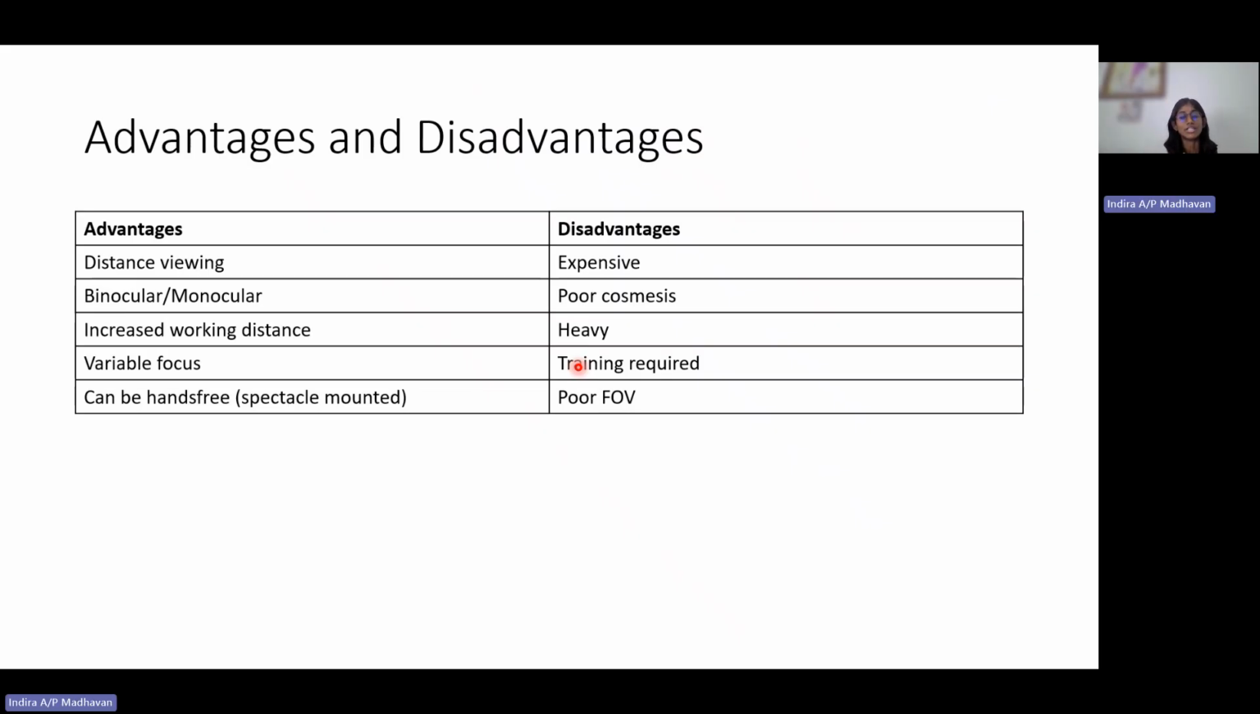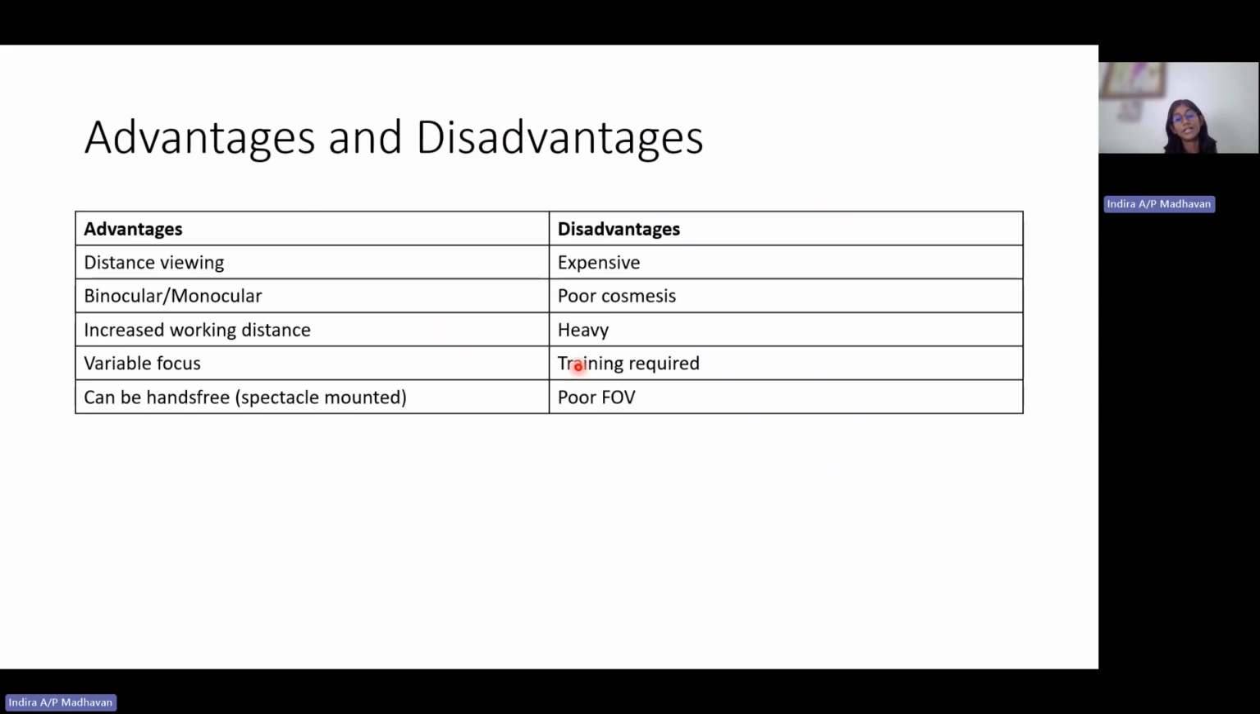And also it can be hands-free, like spectacle mounted, like a normal spectacle at the top of it. We can have a mounted telescope, or it can be a clip-on also. So it can be hands-free, not all the time that the patient has to hold it.